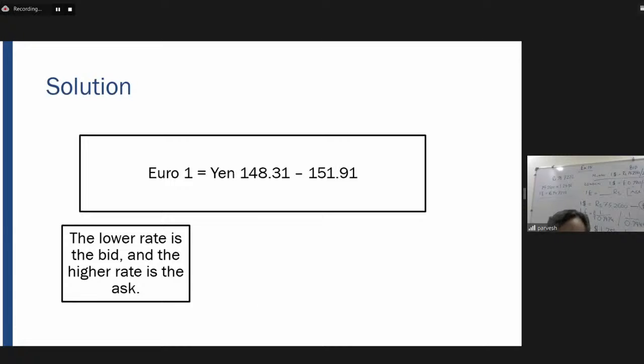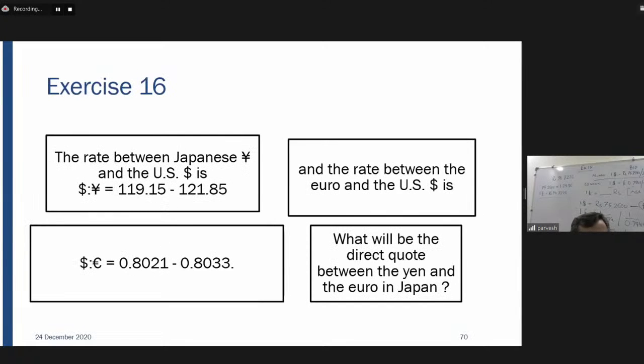If you have not followed, I'll take you through it again. This is basically the question. Just read the question. The rate between Japanese yen and US dollar is given as 119.15, 121.85. So this is the price of the dollar in terms of yen. This is in the reverse notation, so you should put it rightly. And the second one is talking about the dollar euro quote, which is 0.8. Again, this is also in the reverse notation. What will be the direct quote between yen and euro in Japan?